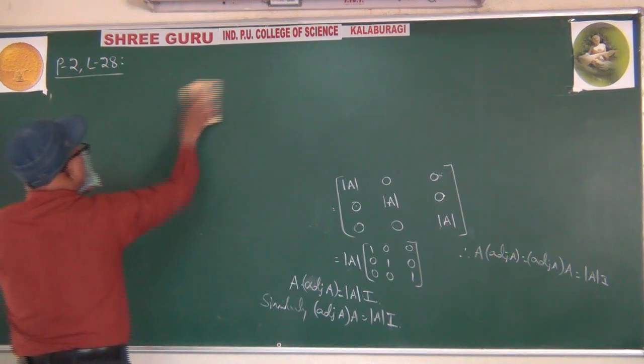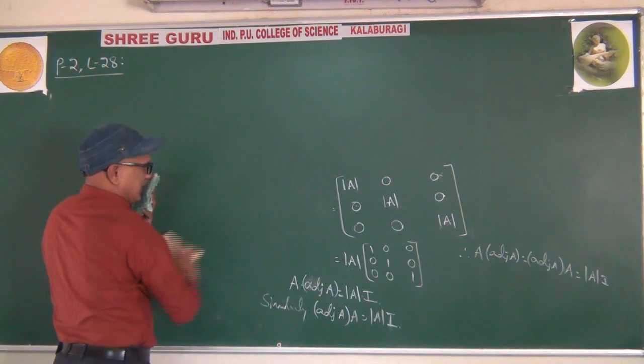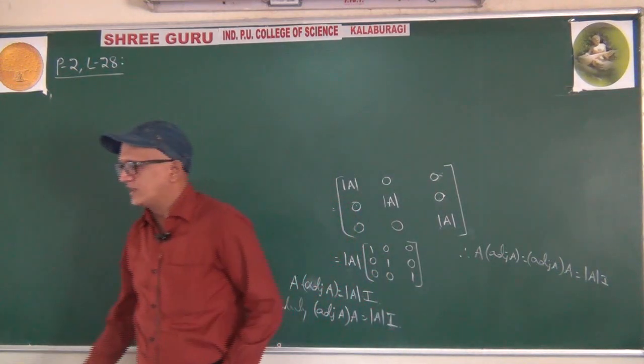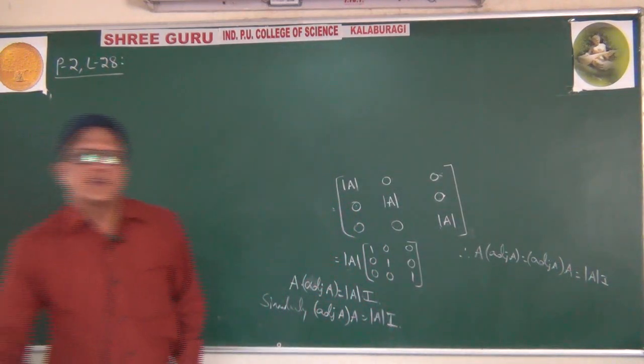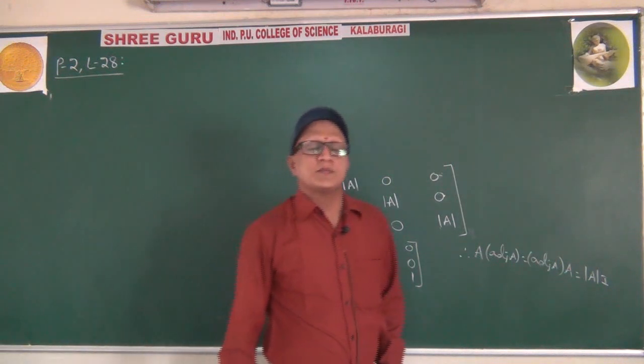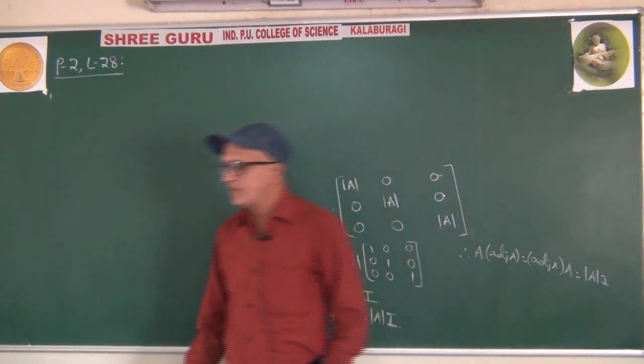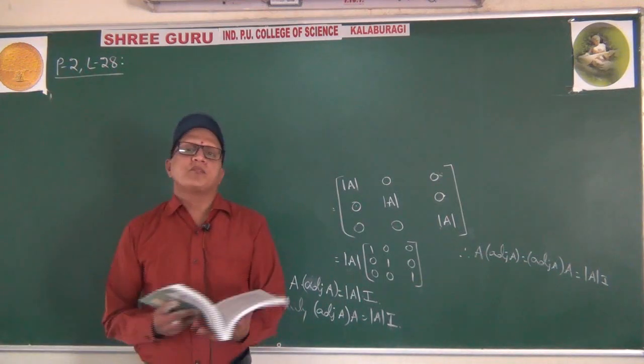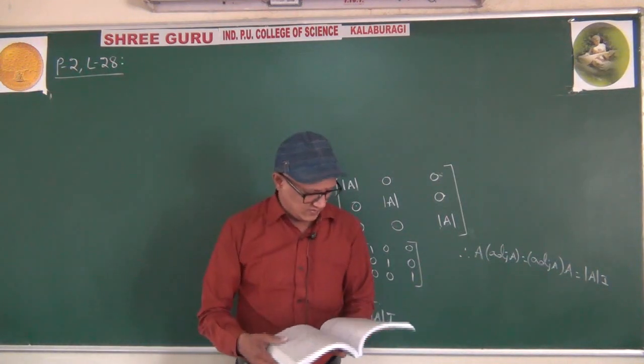Adjoint of a matrix exists only for square matrices, not for all matrices. That's why the definition starts with the phrase square matrix. Okay, you can see the definition of adjoint of a matrix; it starts with the phrase square matrix.